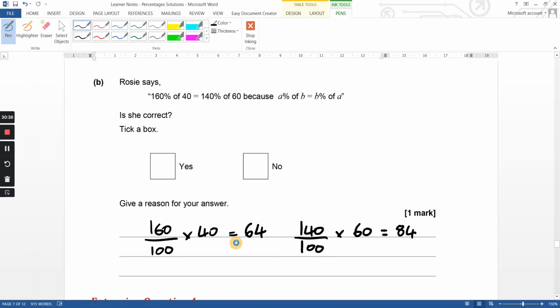You don't get the same answer for both. So is she correct? No. So you should tick that box. And there's your reason, because we just proved it. That's equal to 64 and that's equal to 84. So they're not the same thing. That's all it is, to be honest.